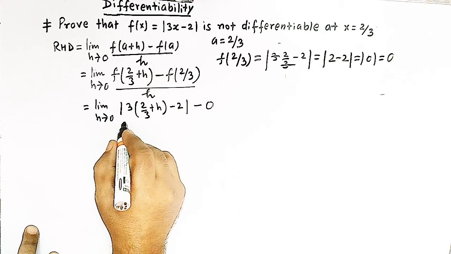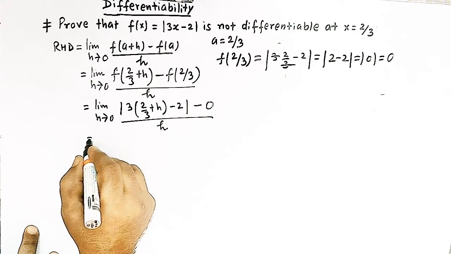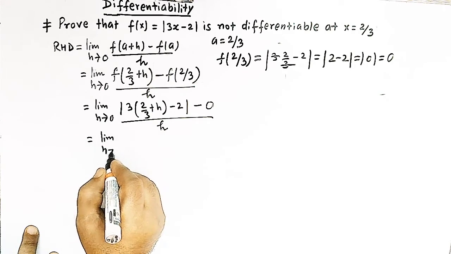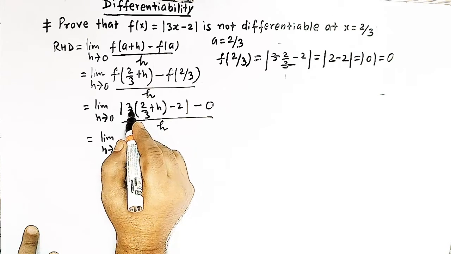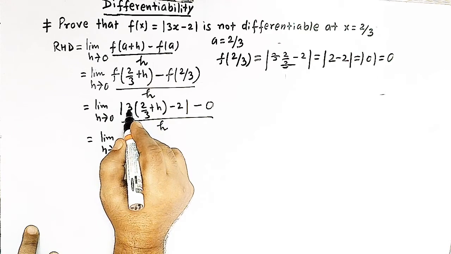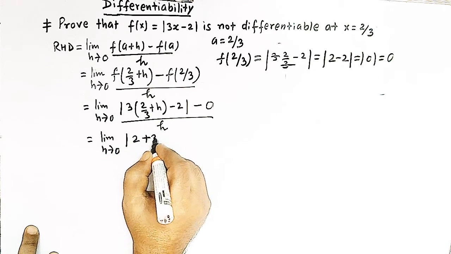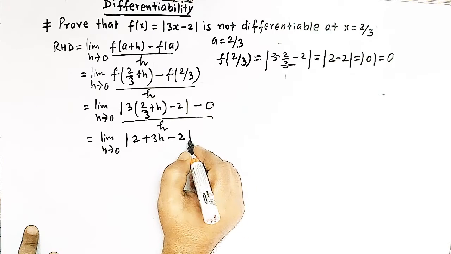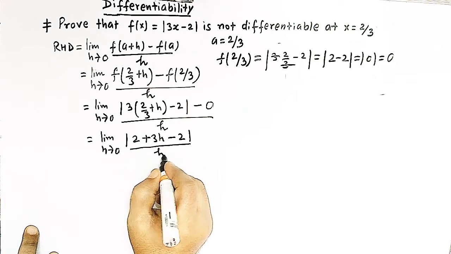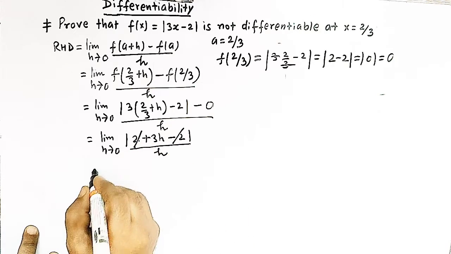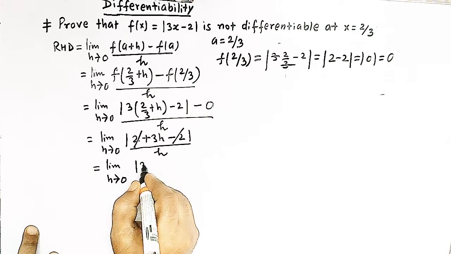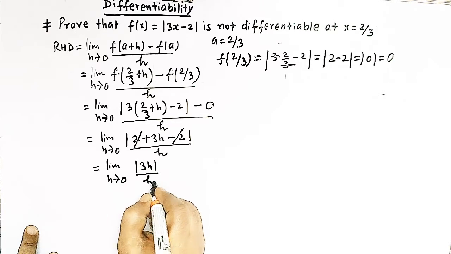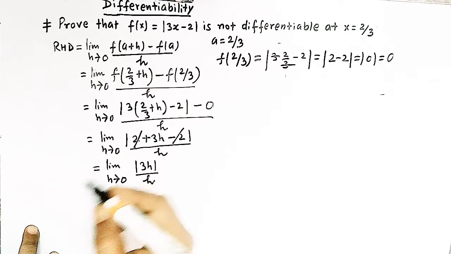So here we have 0, and here we have h. So now we can write limit h tends to 0, mod of 2 plus 3h, minus 2, and here we have h. Now 2 and minus 2 get cancelled, and we have limit h tends to 0, mod of 3h divided by h, right? So now here we can make use of the definition of mod function.